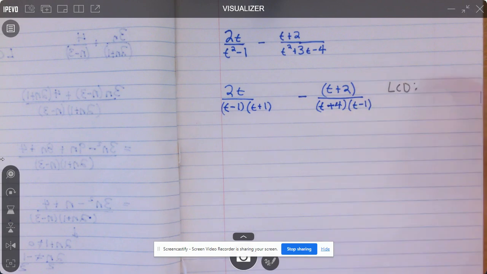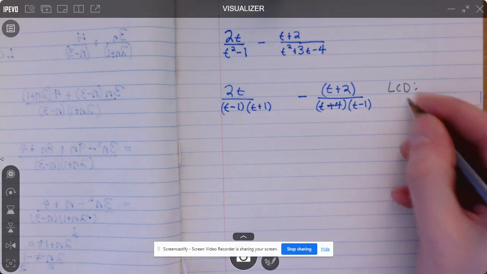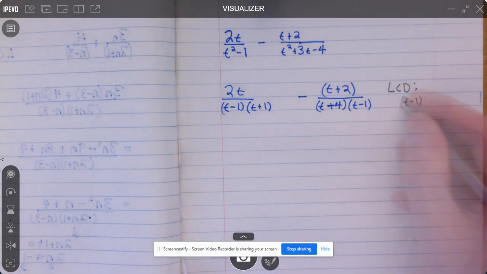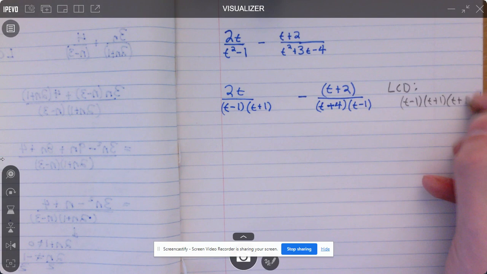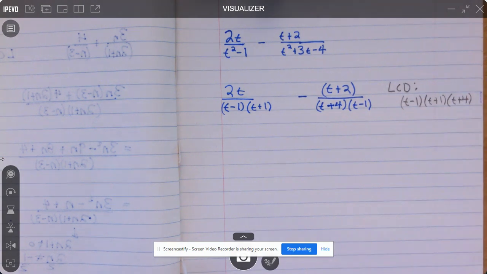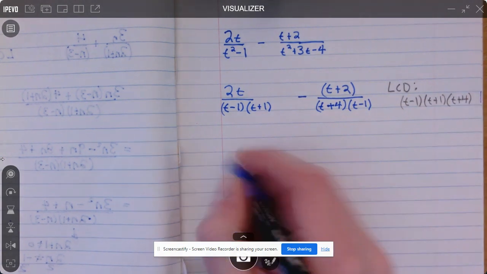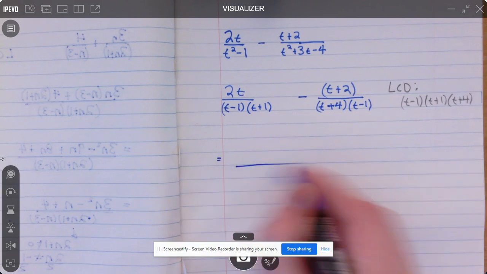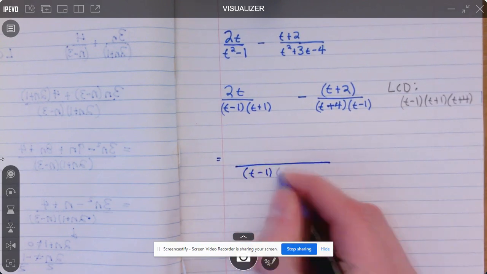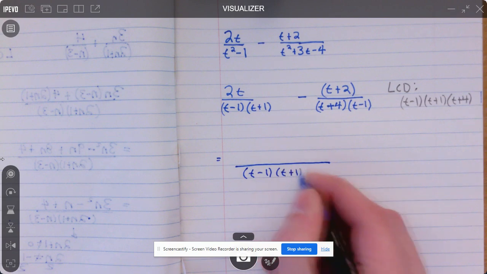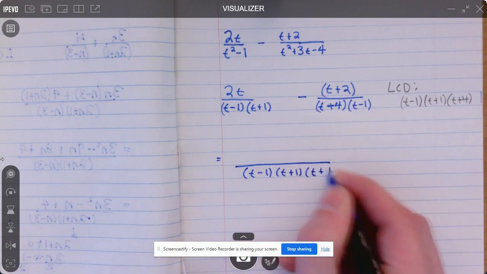So my lowest common denominator, well, I've got a t minus 1. I don't need to write it twice. It's already shared. I've got a t plus 1 and a t plus 4. So there's my product of unique factors. And I'm going to write this subtraction expression over this common denominator. So that's my goal. That's what I'm trying to do.